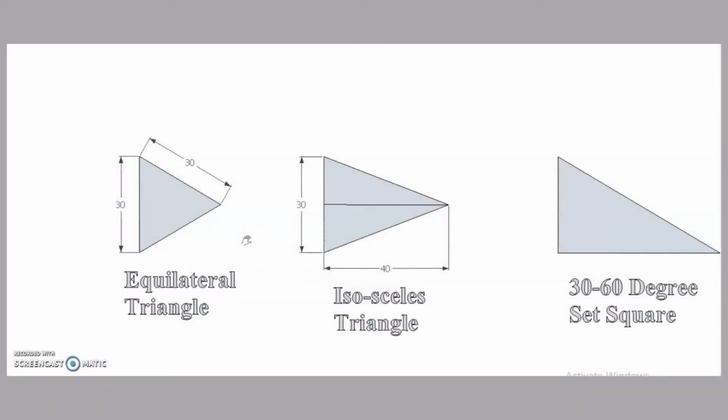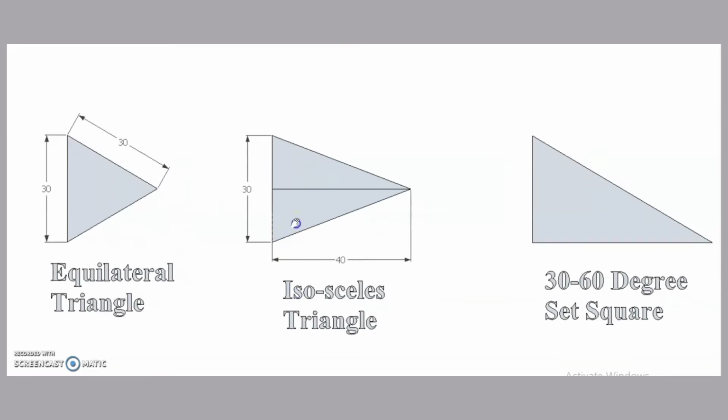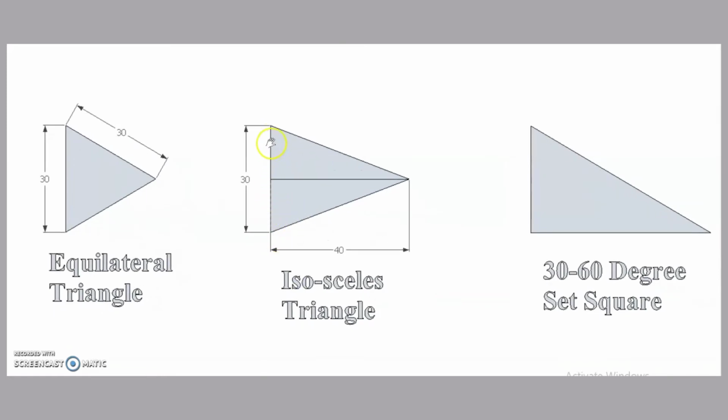Then come triangles. Equilateral triangle, having all three sides of equal dimensions. Isosceles triangle, of which the base is 30 millimeter and these two sides are of equal length, and this will indicate its altitude which is 40 millimeter.